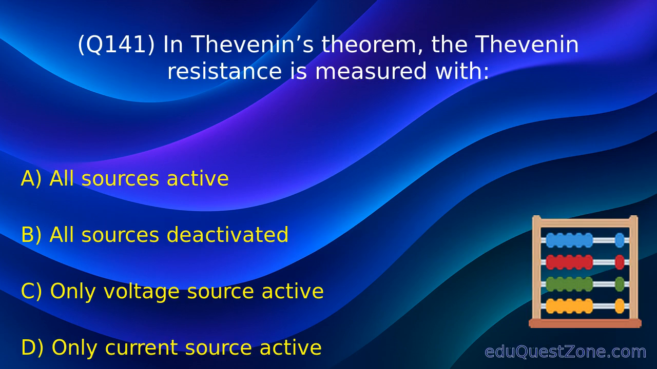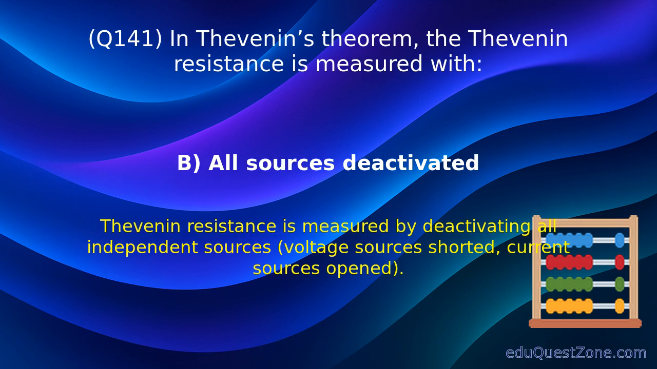Question 141. In Thevenin's theorem, the Thevenin resistance is measured with... Option B, all sources deactivated. To find Thevenin resistance, deactivate all independent sources.